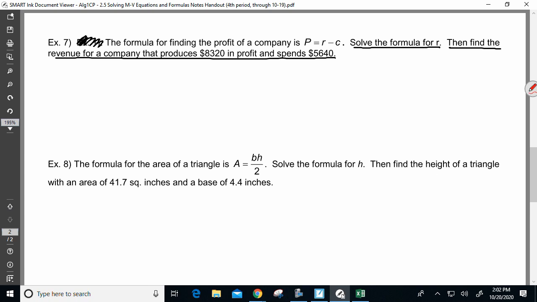So we first need to solve for R. So we have P equals R minus C. What's on the same side with the R? C. What is C doing? Subtraction. So what's the opposite of subtraction? Addition. So that means you're going to add C to both sides.